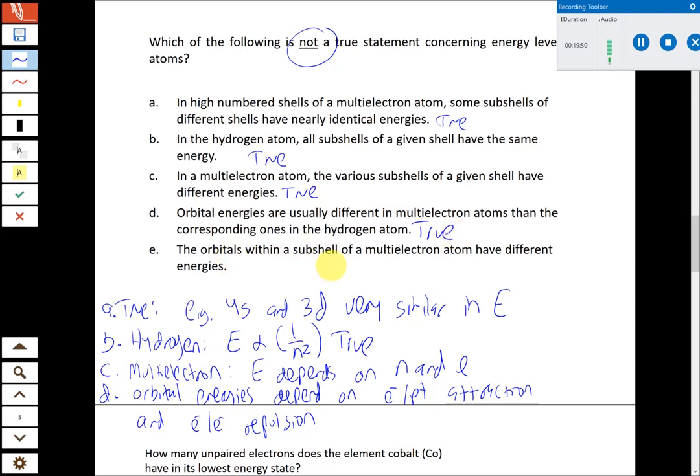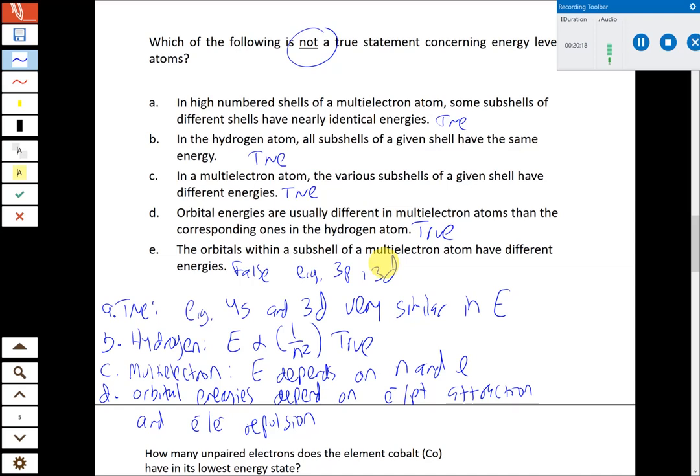Choice E, the orbitals within a subshell of a multi-electron atom have different energies. This one's going to be false. As you'll recall, in a given subshell, all of the orbitals are the same energy. For example, 3p has three identical orbitals, three orbitals of the same energy. 3d has 5 orbitals of the same energy, and so on. So with any given subshell, if there's more than one orbital, those orbitals will be at the same energy.